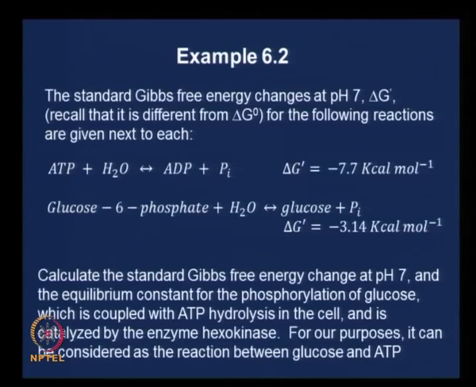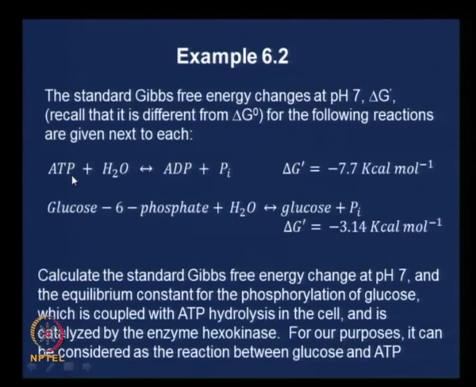Example 6.2 reads as: the standard Gibbs free energy changes at pH 7, delta G dash. Recall that it is different from delta G naught because the physiological pH is pH 7 and delta G naught is defined under conditions of pH 0, which is irrelevant. So we use delta G dash. This is what we again recalled in the previous solution. So the delta G dash values for the following reactions are given next to each.